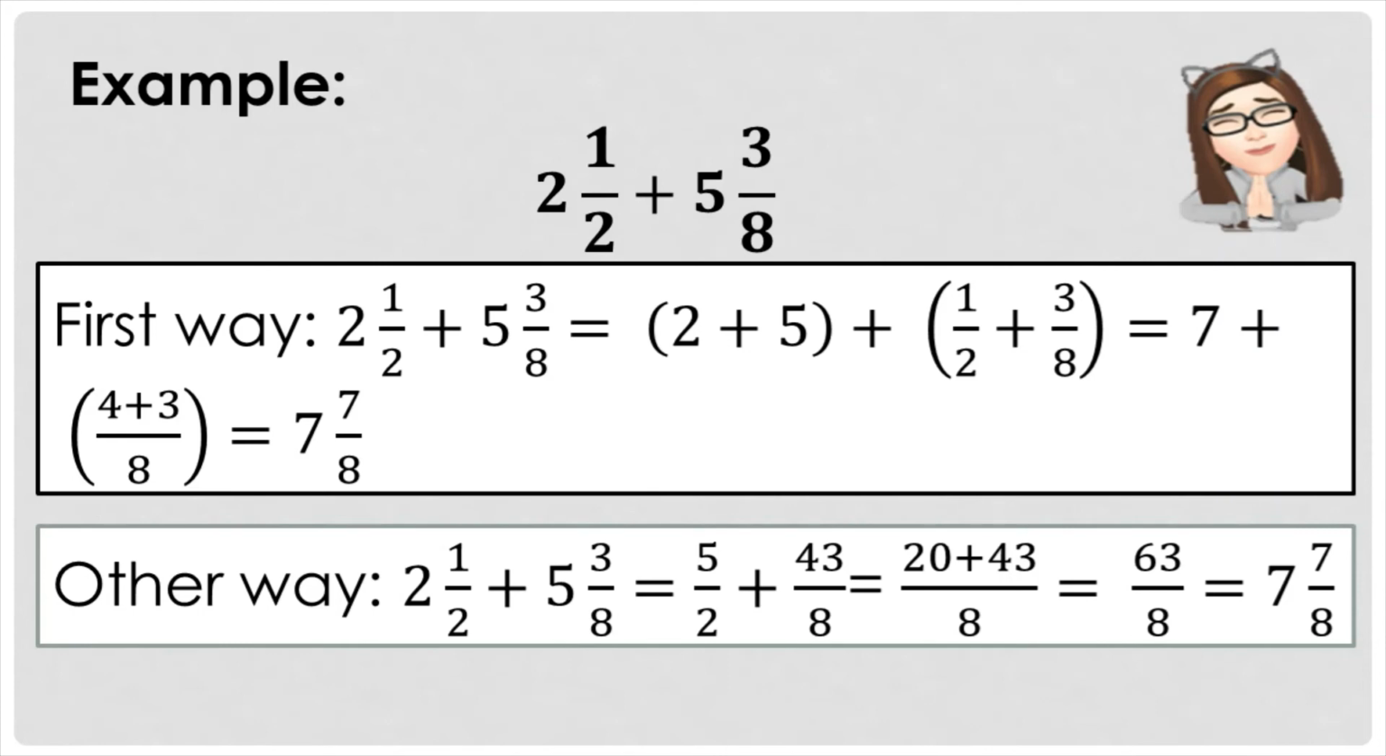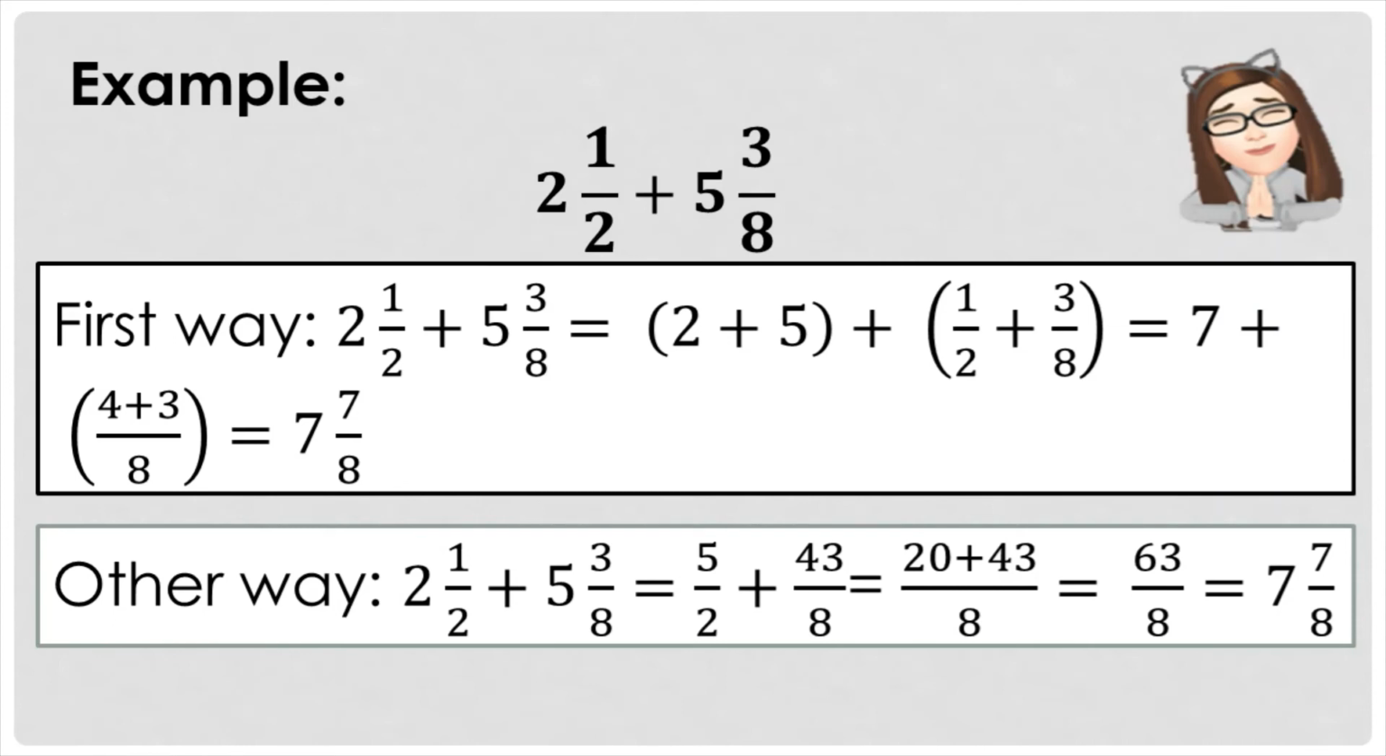For 5 and 3 over 8, we have 5 times 8 is equal to 40. 40 plus 3, the numerator, is equal to 43. So we have 43 over 8 for 5 and 3 over 8. So we have now a new set of fractions. We have 5 over 2 plus 43 over 8. Next, we need to find their LCD, which is 8.